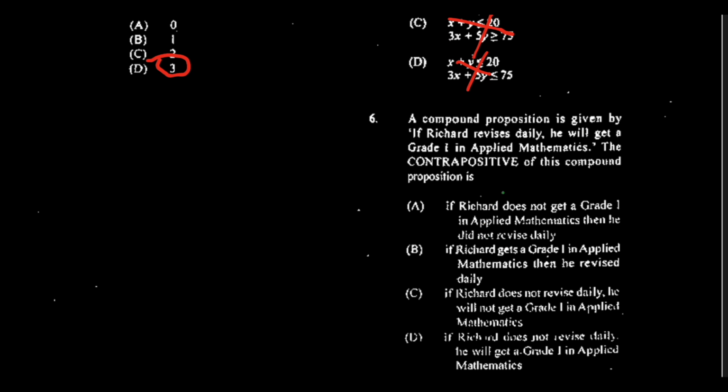All right, so we have question 6 here. It says a compound proposition is given by if Richard revises daily, he will get a grade 1 in applied maths.